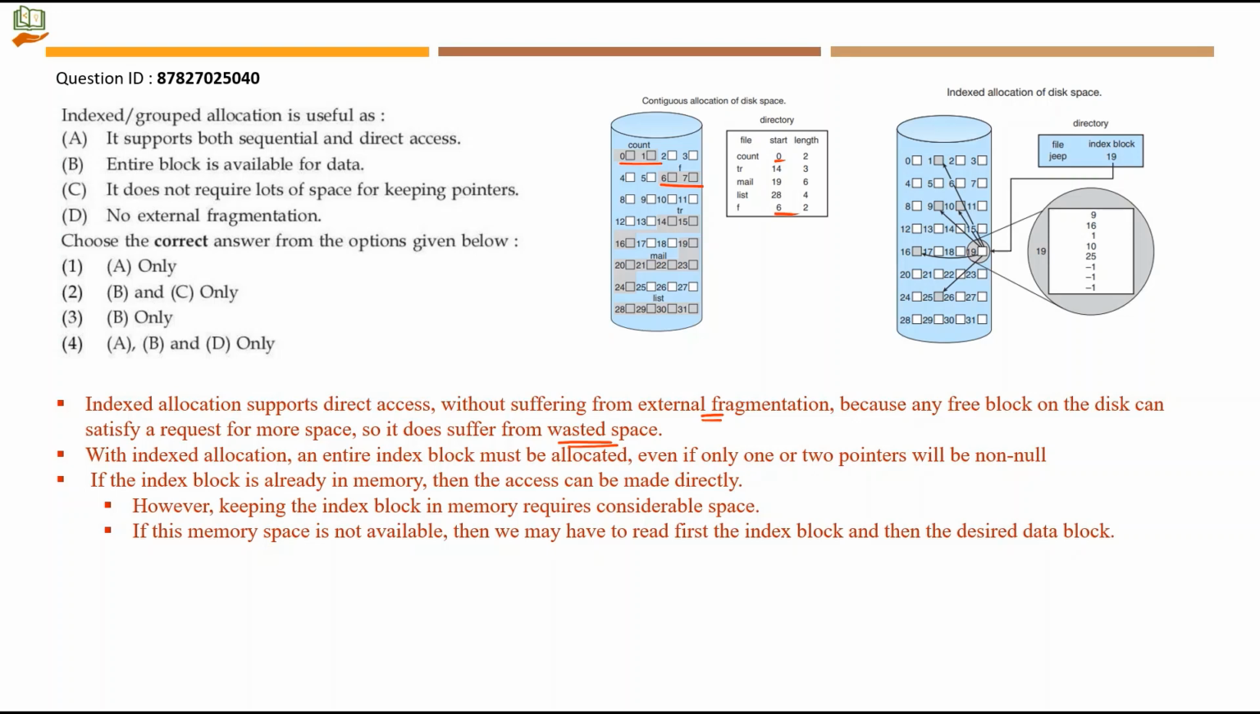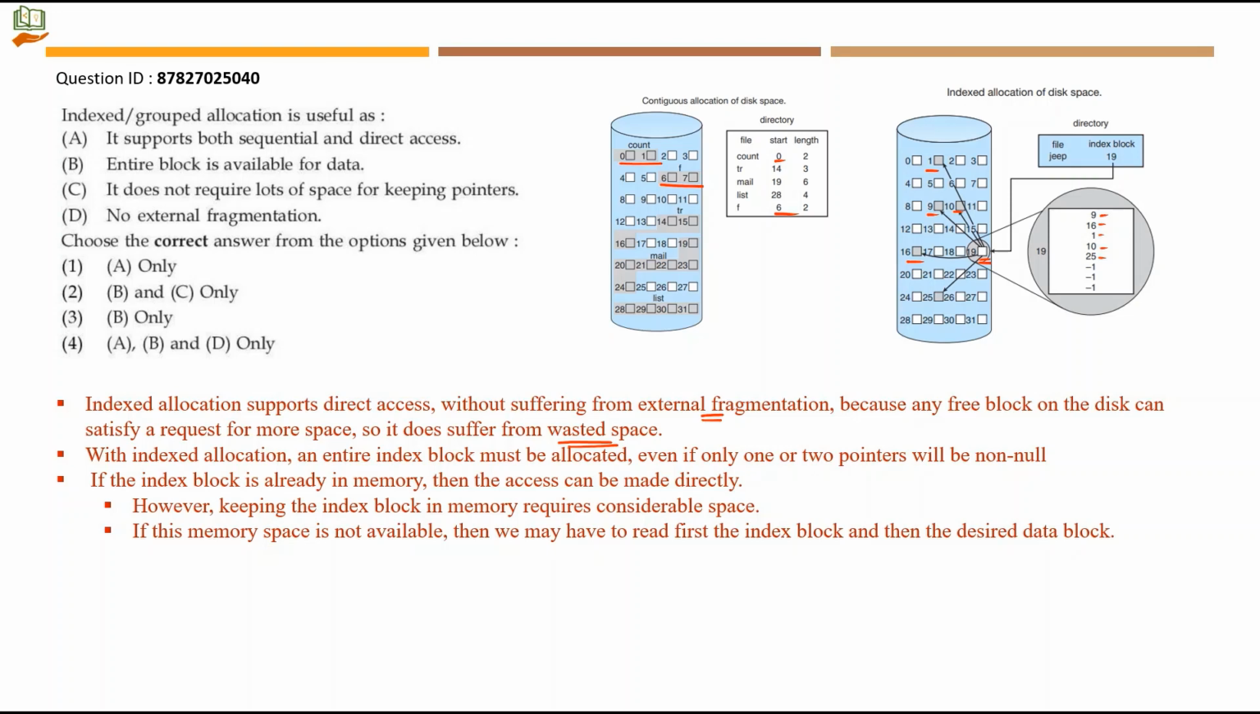We have indexed allocation here. In indexed allocation, what happens is there is a file called Jeep and they say it starts in index block 19. So it starts here. Now in the index part, they will mention where are the other parts of the file present. So the other parts are index 9, index 16, index 1, index 10, index 25, and the remaining will be kept as null. So that is -1. So here if you take 9 is there, then you have 16, then you have 1, then you have 10. This is how index allocation will be there.